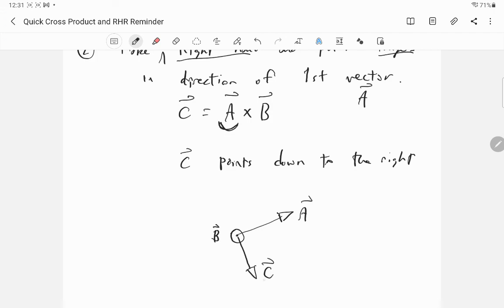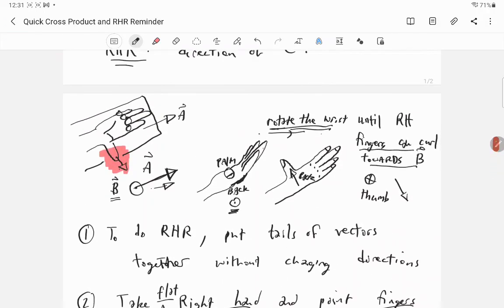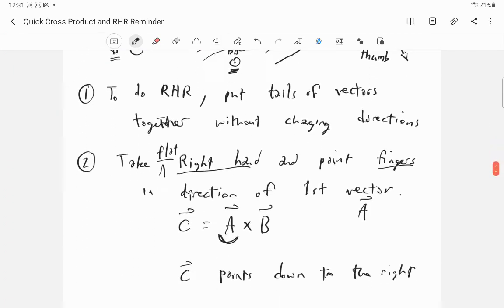It's this one. And this was given to us by trying to figure out how to orient our right hand so that our right hand fingers, if you start flat with a flat hand, your right hand fingers can curl from A to B easily. And the way your thumb points is the answer to the cross product. Okay.